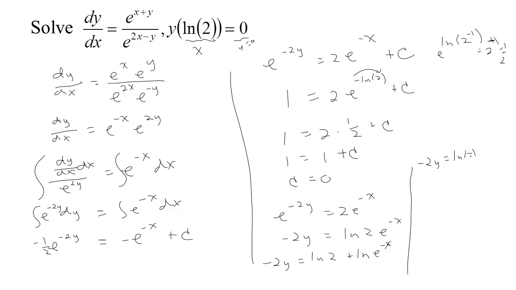The natural log of e to the negative x, that's the exponent you put on e to get e to the negative x. That must be negative x. So dividing by negative 2 gives y equals negative 1/2 the natural log of 2, and dividing negative x by negative 2 gives me plus x over 2. So I've found my function now by using separation of variables.